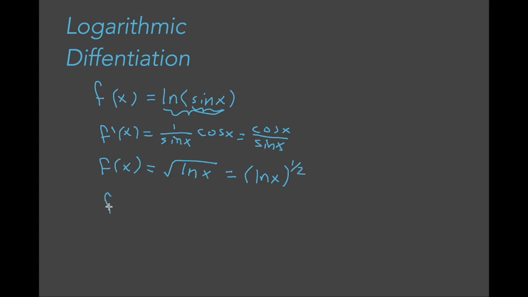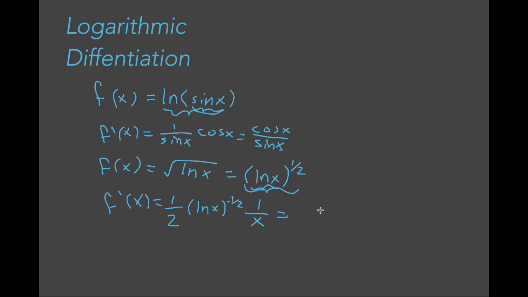If we were to differentiate this, our outside would be that exponent. So we're going to have to bring down that 1/2 while keeping the inside the same and using our power rule, so subtracting our exponent by 1. So it'll be 1/2 times ln of x to the negative 1/2. And then multiply by the derivative of the inside, so ln of x, which would be 1 over x.